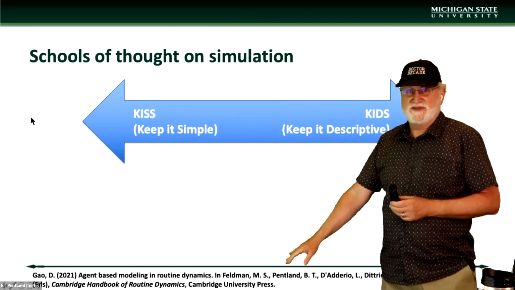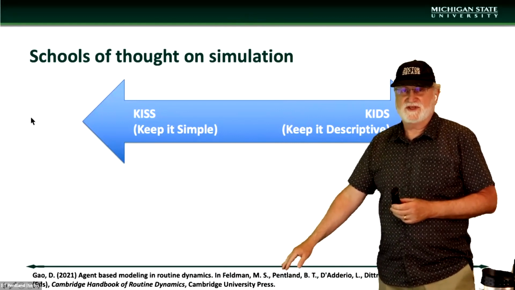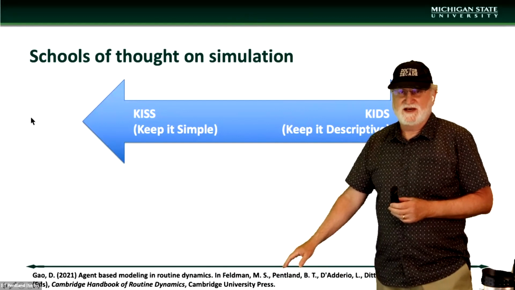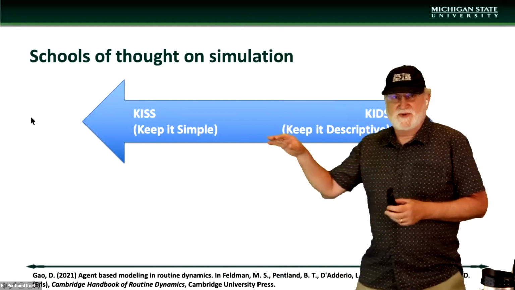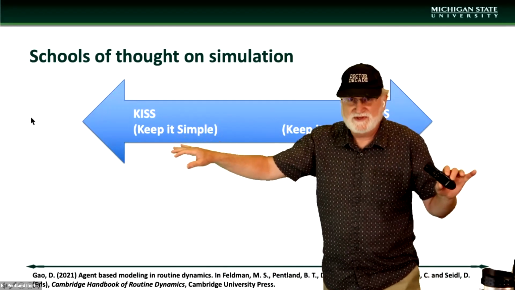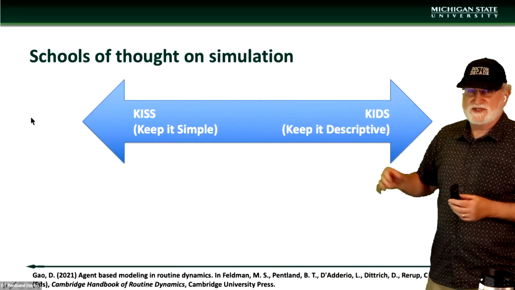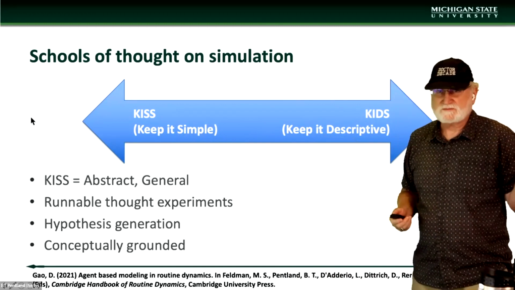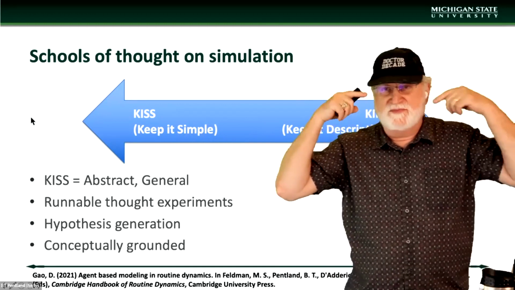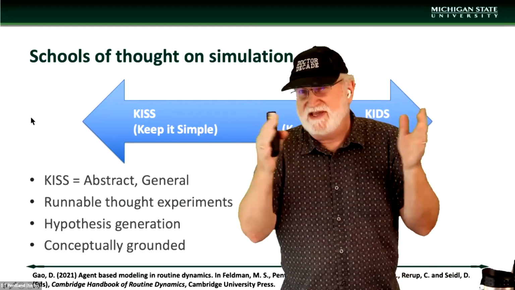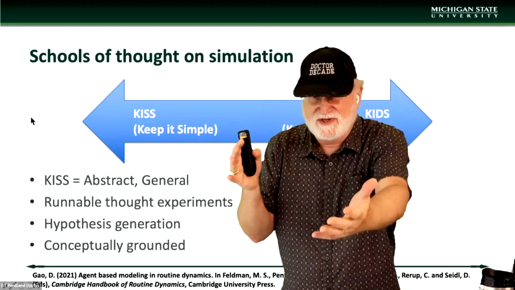A nice summary of this is a chapter in our new forthcoming handbook on routine dynamics by Daewoo Gao. He does agent-based models of routines. One school of thought says keep it simple, right? Another one is keep it descriptive. What we mean by a simple simulation is abstract, generalizable, a runnable thought experiment. Imagine if people behave this way, what would happen, right?